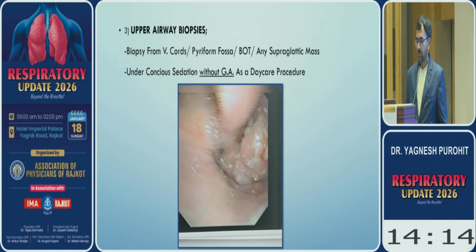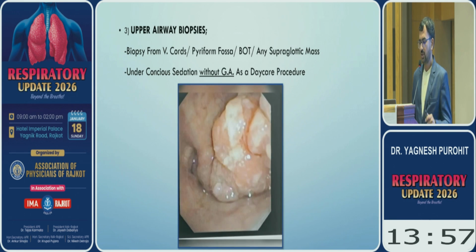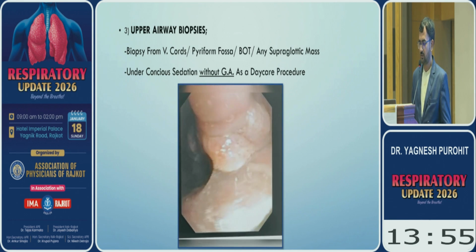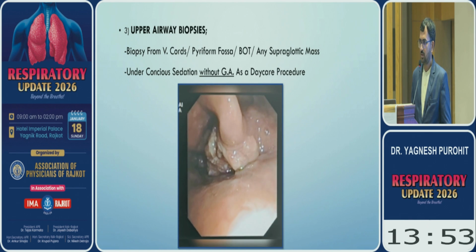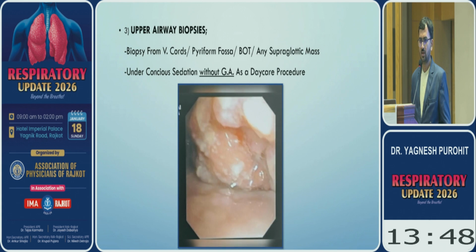Then this is also important for biopsying the upper airway lesions. In these cases, we can easily insert our bronchoscope via nose or mouth into the upper airways, and from the vocal cords or pyriform fossa or any other supraglottic mass, we can easily go there and take a biopsy. In this case, we need not give a general anesthesia, and we can do it as a daycare procedure, and we can discharge the patient in a few hours only.